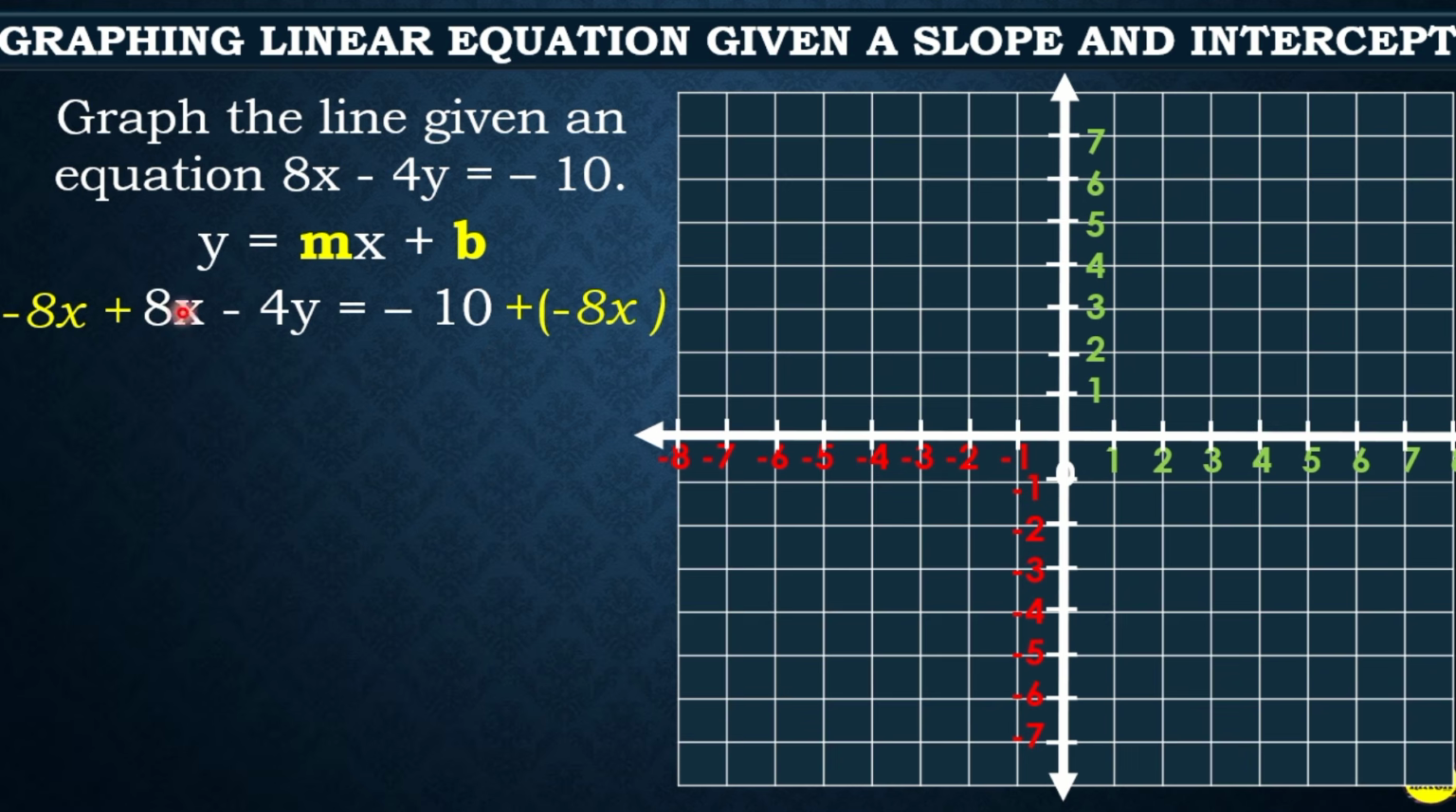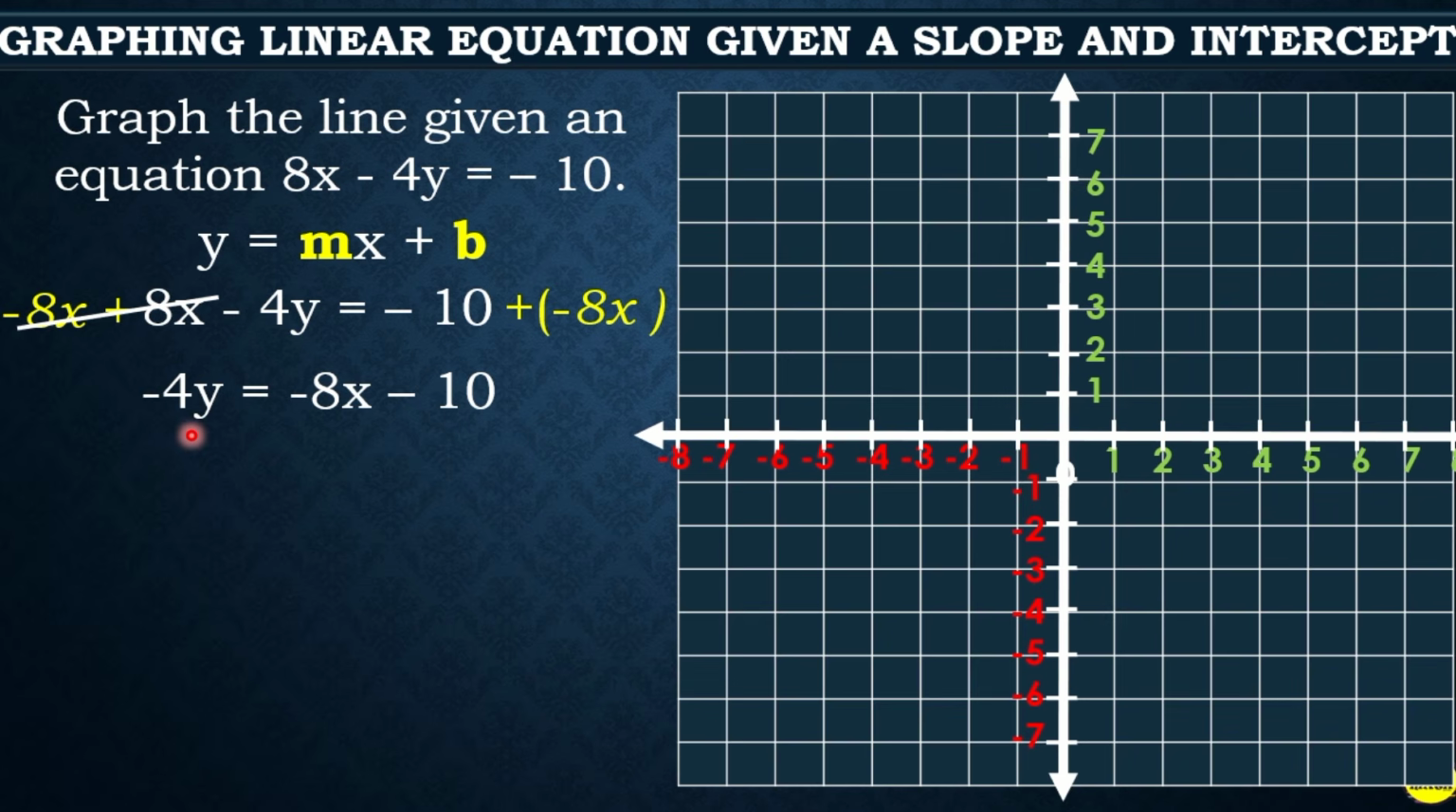Now we can cancel negative 8x and positive 8x. What's left is negative 4y. On the right we have negative 10 plus negative 8x, and I rearranged it to negative 8x minus 10. Ma'am, why is it negative 8x? This is plus, because positive times negative is still negative. So it's negative 8x, minus 10.